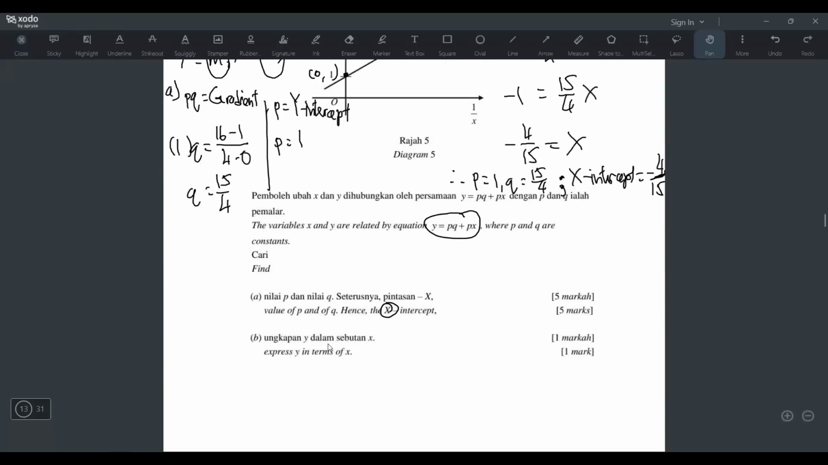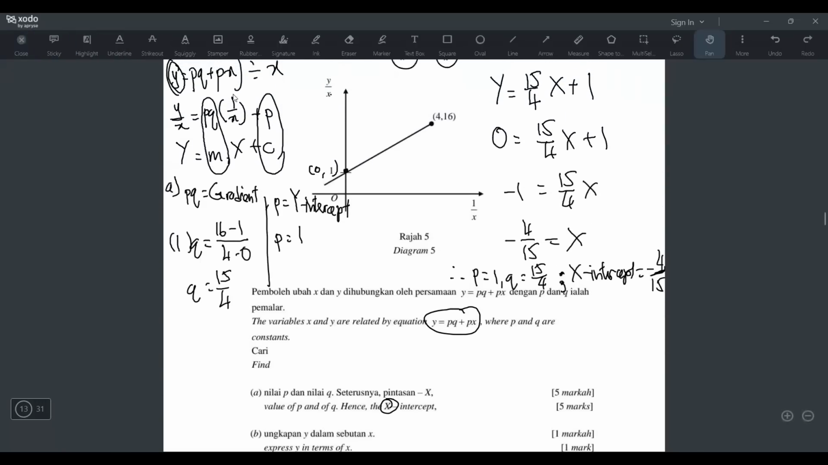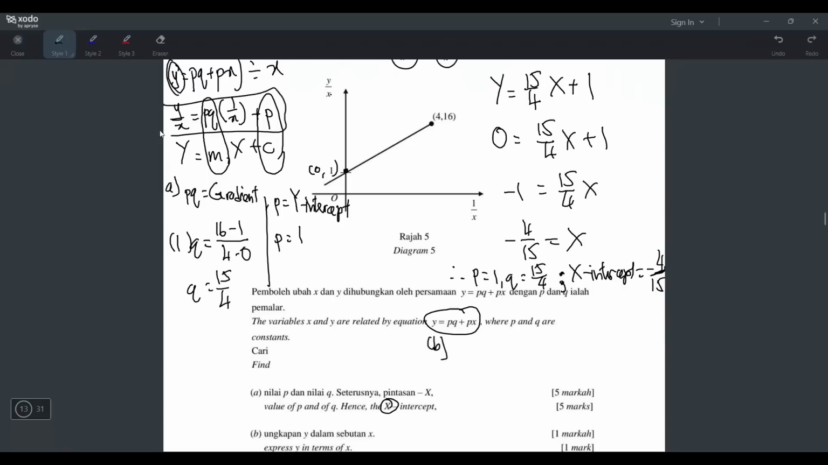B, express small y in terms of small x. Okay, this one, you have to refer to your linear equation also, right? So for B, I'll do it here. But this time I will not write the big Y. I'll write this instead, because this time they want small y in terms of small x. So it will be y over x equals PQ. Okay, but the PQ I know is the gradient, and I found it just now is 15 over 4. And then the 1 over small x plus P, which is plus the y-intercept, plus 1, right?